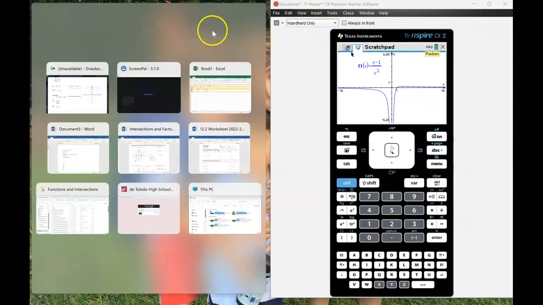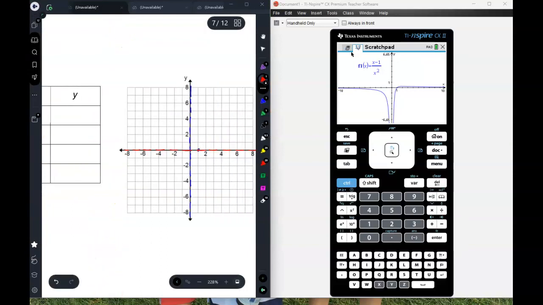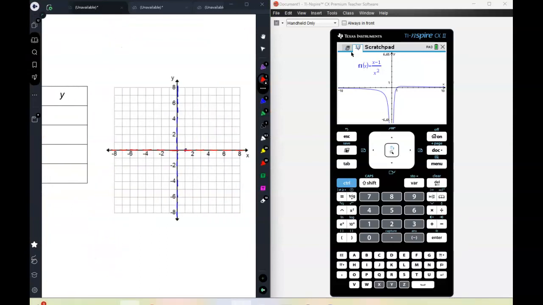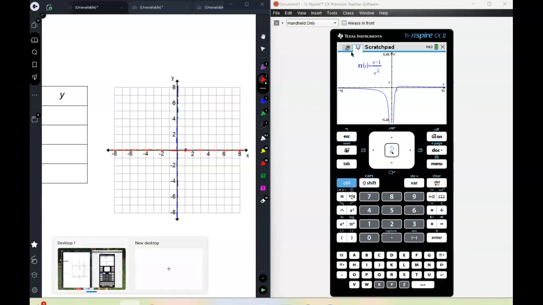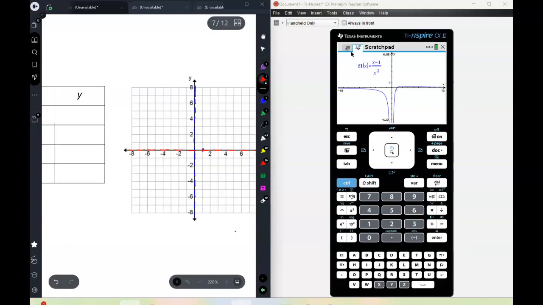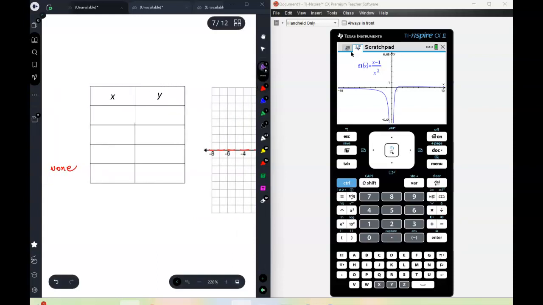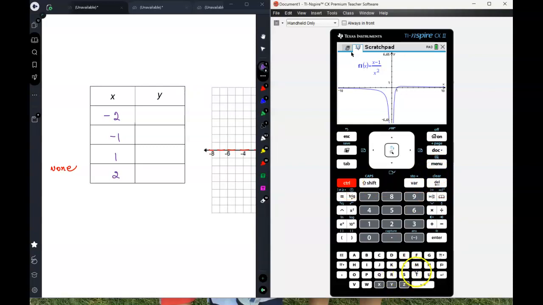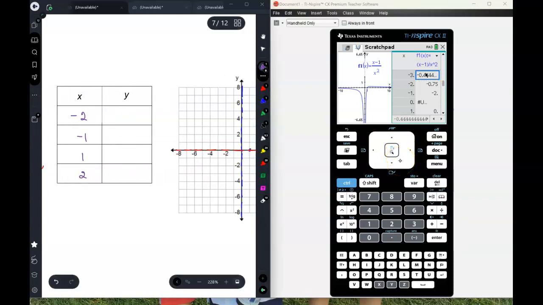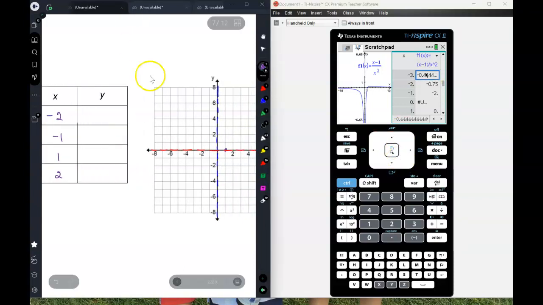Let's decide what points we're going to pick. My vertical asymptote, that blue line, is at x equals 0. Okay, so I want 2 points from the left, 2 points from the right. To the left, I have -2 and -1. And then I have 1 and 2. So let's do Control T. You could do whatever your heart desires.